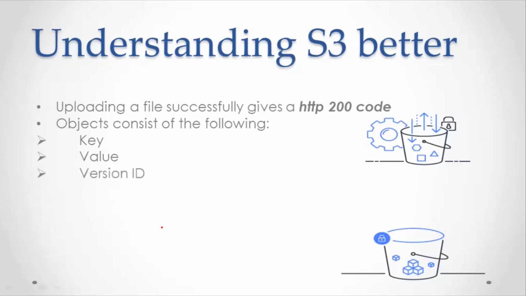We then have something called a version ID, and this is important in case of versioning. We'll have a look at what versioning is in the next slide. We then have something called metadata. This is simply the data about your data. And we also have something called sub resources.